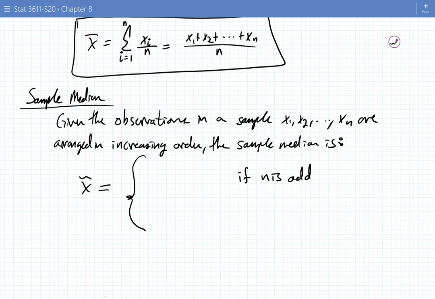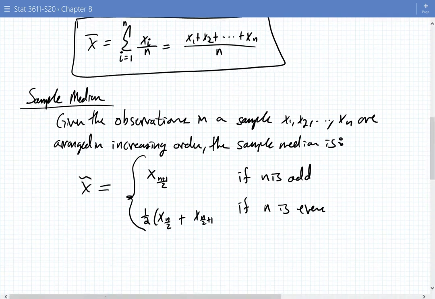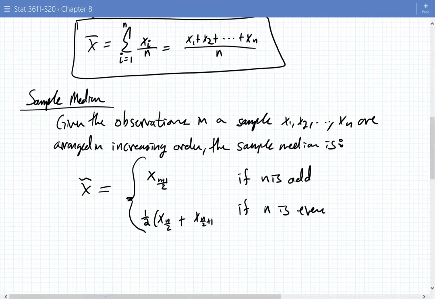So if you have 11 items in your sample, it is the 6th element because that leaves 5 to the left and 5 to the right. And so if these are ordered in increasing order, that would be x sub (n plus 1) over 2. If n is even, then it is 1/2 times (x sub n over 2 plus x sub n over 2 plus 1). And we'll take a look at an example with some numbers here. But if n is even, this is essentially the average of the two middle numbers.